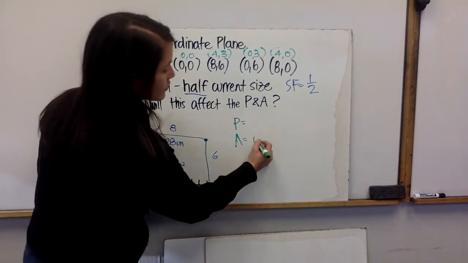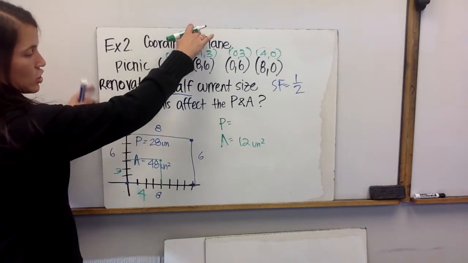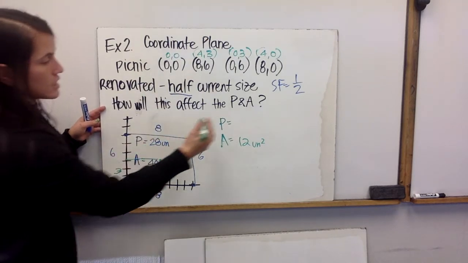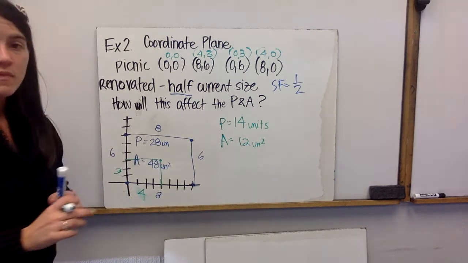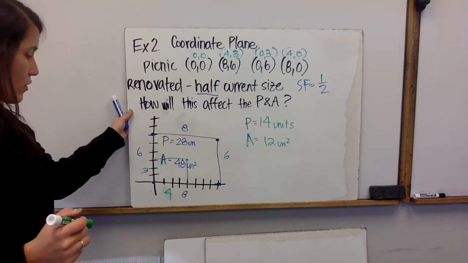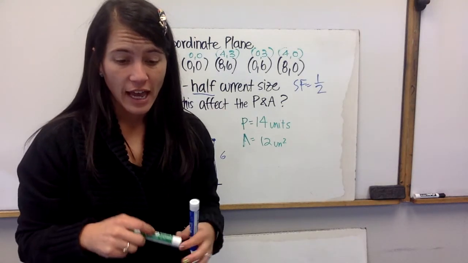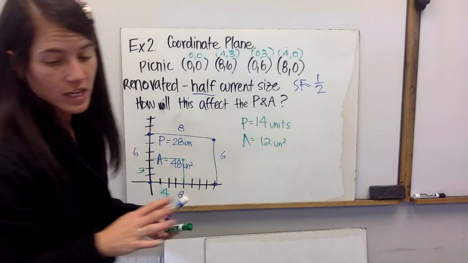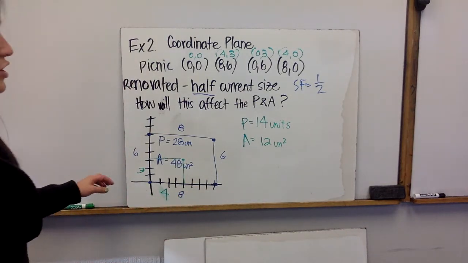My new area is 12 units squared. And then my new perimeter is 14 units. So there are my new perimeter and my new area. And now the question is, how do those relate to the scale factor? How do the perimeter and the area of the current and the new compare to the scale factor?